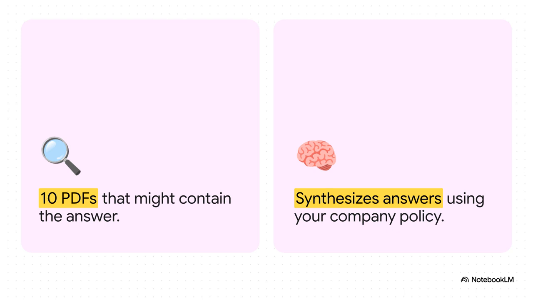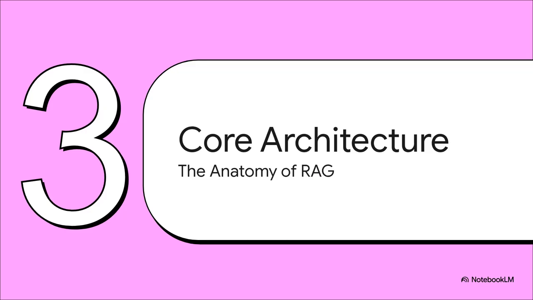RAG, on the other hand, is like having an expert who reads those specific books for you and synthesizes a custom grounded answer. Instead of just dumping 10 PDFs on your desk, RAG explicitly tells you, "Based on the policy updated last month, you can work remotely 3 days a week." It's this incredible, intelligent reasoning layer sitting right on top of your search. So how in the world does it actually pull this off? Let's open the hood for Section 3, core architecture.